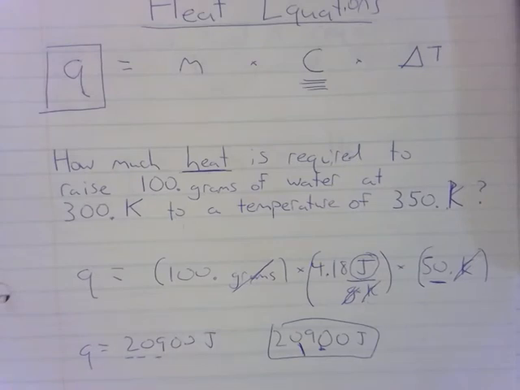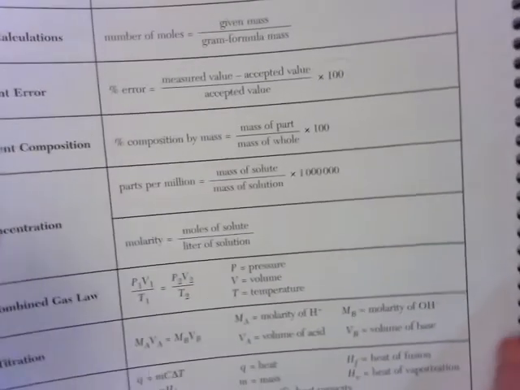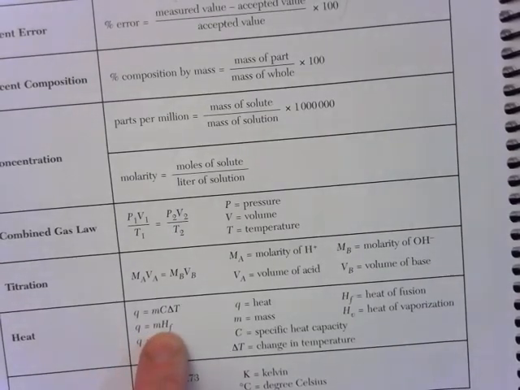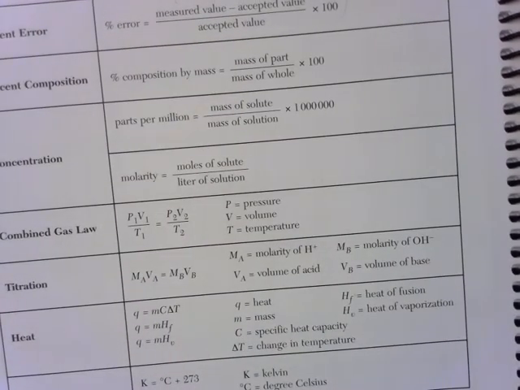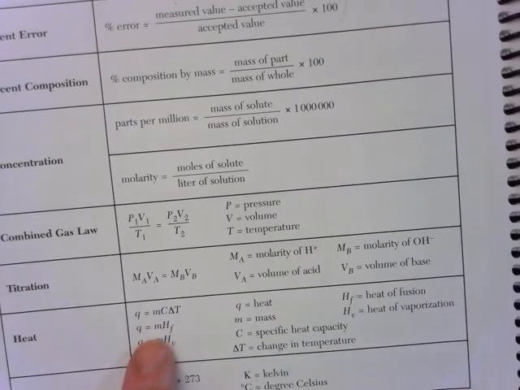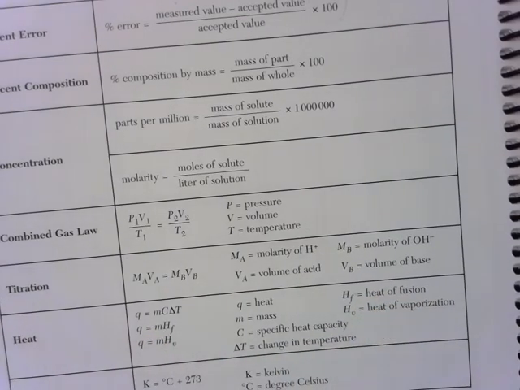Going back to the back of our reference table, there is another equation here for heat. It says Q is equal to M times HF. Let me get a better view of that. And again, Q is still heat, M is still mass. What does HF mean? Well, it means heat of fusion. And remember, fusion is a fancy word for melting.